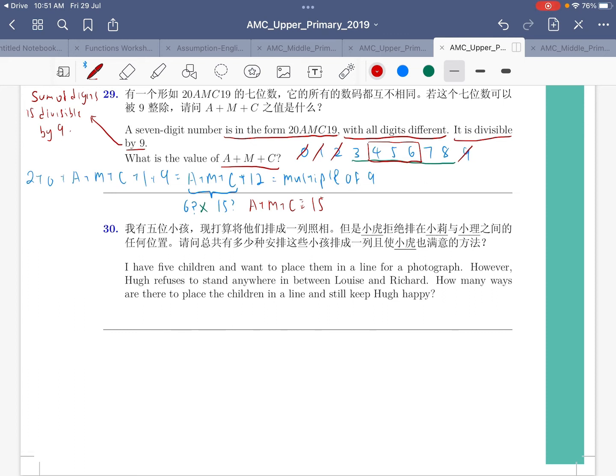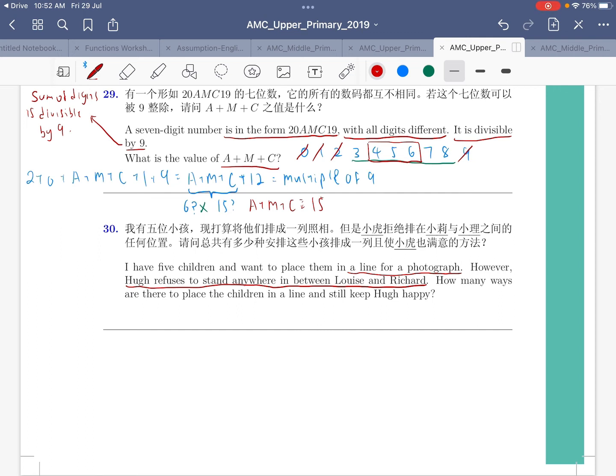Now, I have 5 children and want to place them in a line for a photograph. However, Hugh refuses to stand anywhere in between Louis and Richard. How many ways are there to place the children in line and still keep Hugh happy?